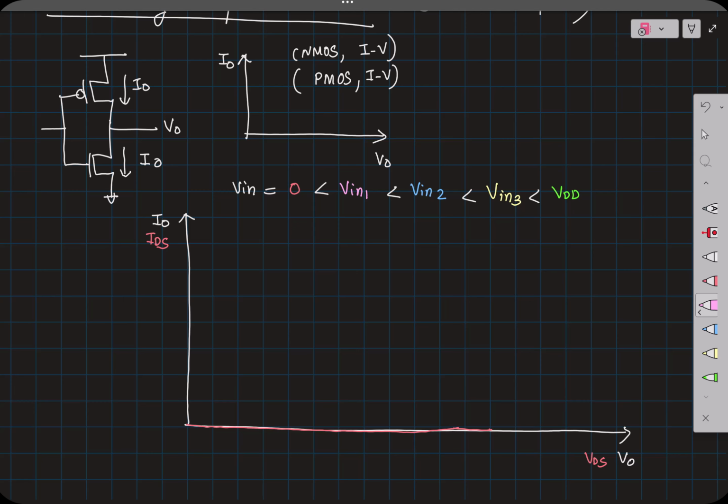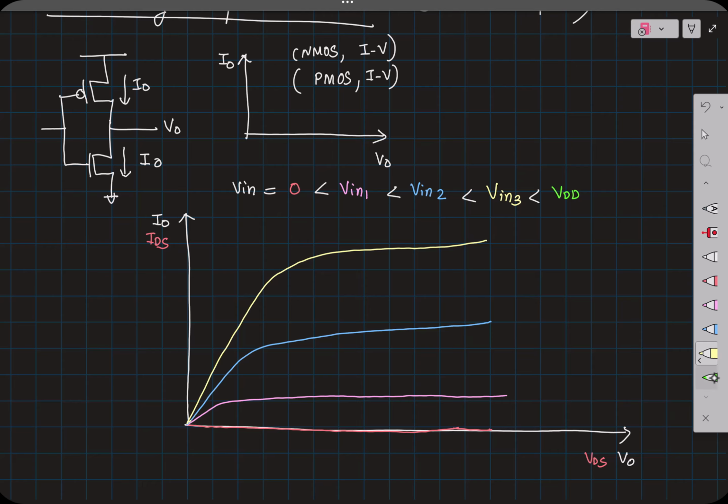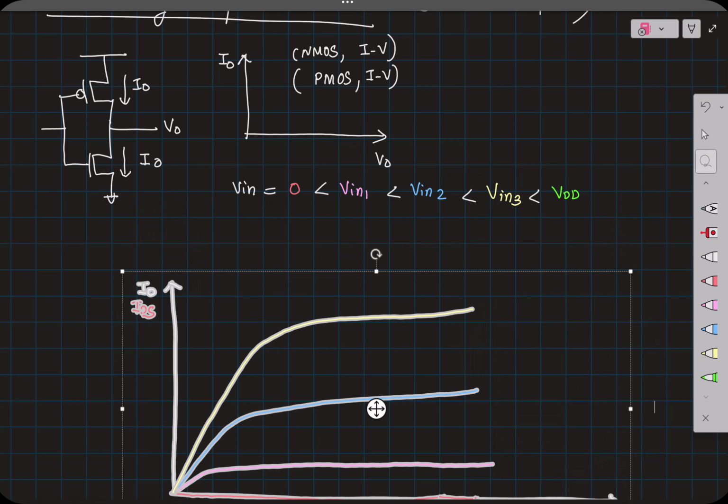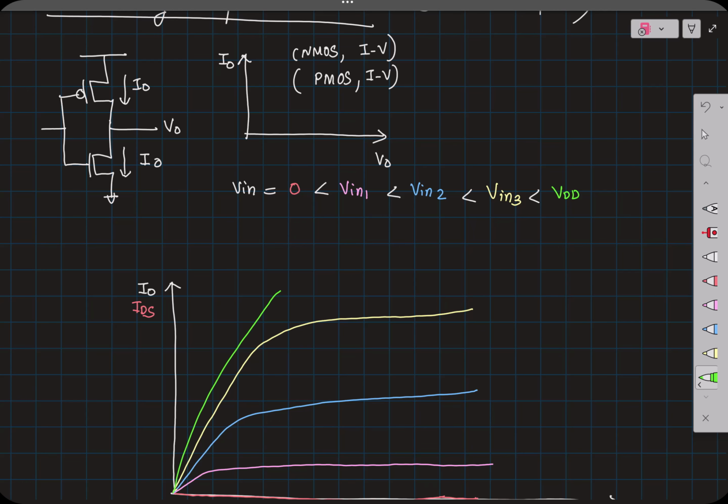For Vin equal to Vin1, I'm going to assume that this is greater than the VTN. So you'll have some plot like this. For the next one, you'll have a plot like this. And finally, the green one will be above all of this. All right. How does it look for the PMOS transistor?